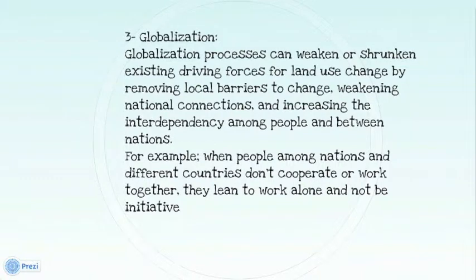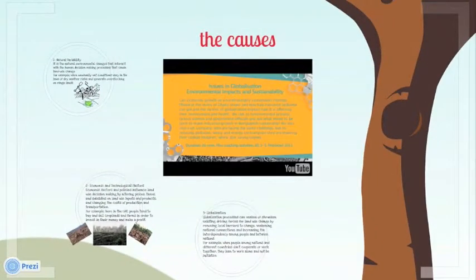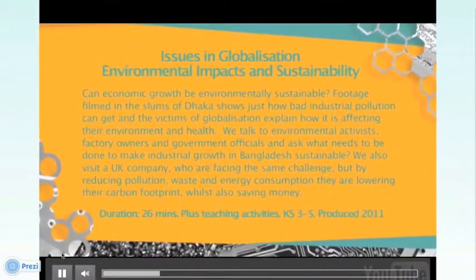They may also not help each other to solve problems that are not only affecting one country but the whole world, which makes it worse for people who are doing their best to fix these problems but are not being heard or understood by other countries. We also have a small video about globalization, and we would like you to watch it.